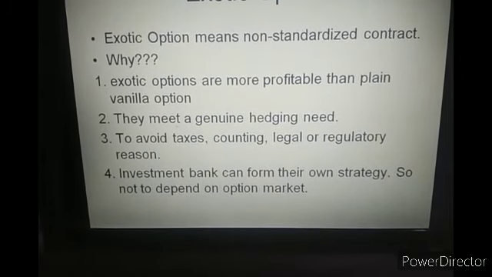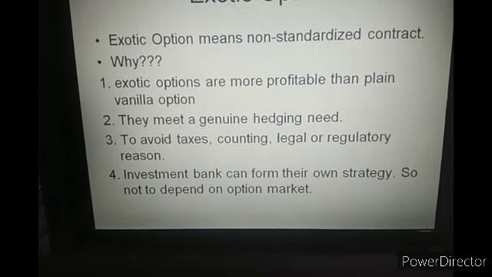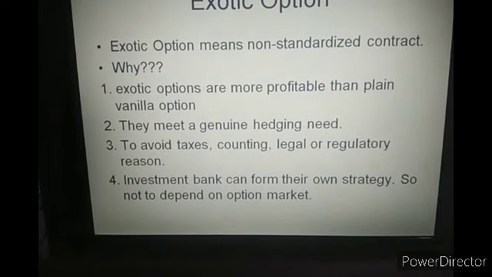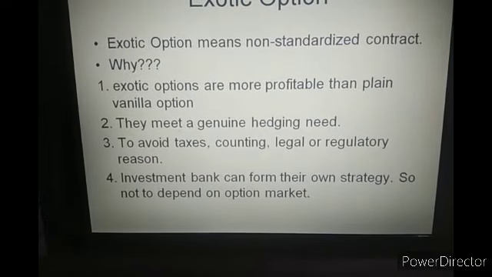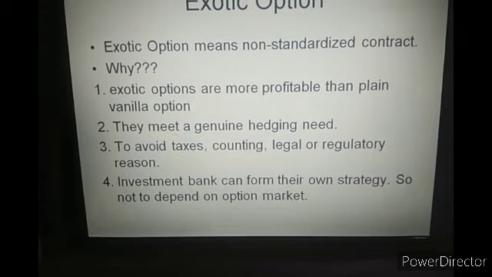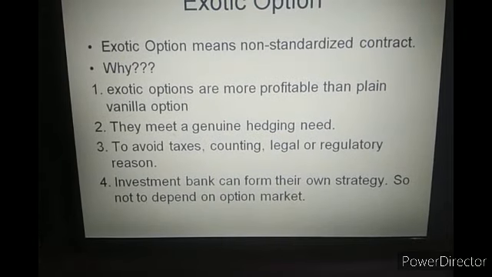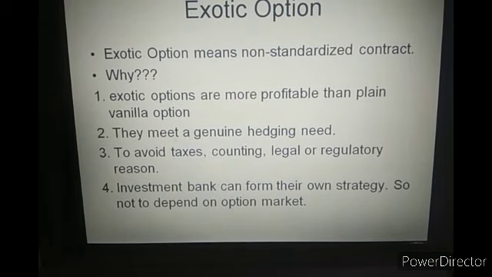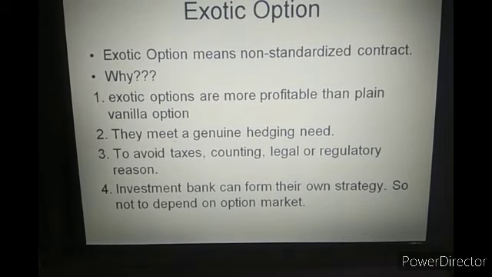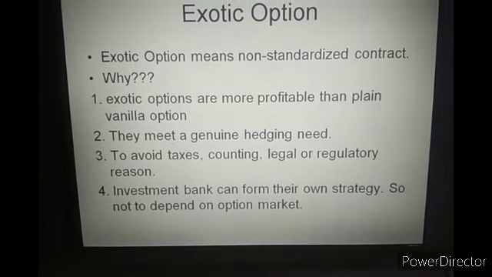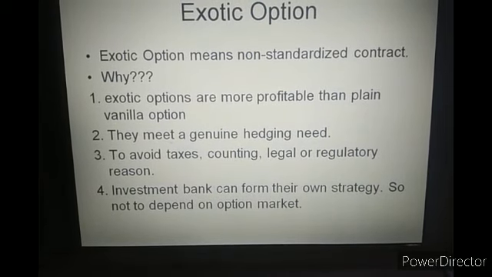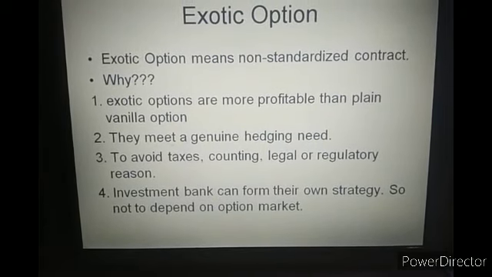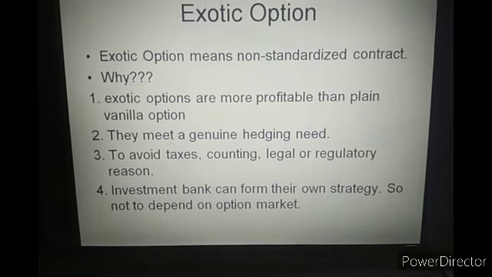Second, they meet a genuine need, genuine hedging needs. As I discussed, in plain vanilla, for example a rubber contract or turmeric contract, you have to follow the standard expiry date. But suppose you require the quantity before the maturity or after the maturity, obviously you cannot hedge properly. So here it is as per your requirement. That means it meets a genuine hedging need.